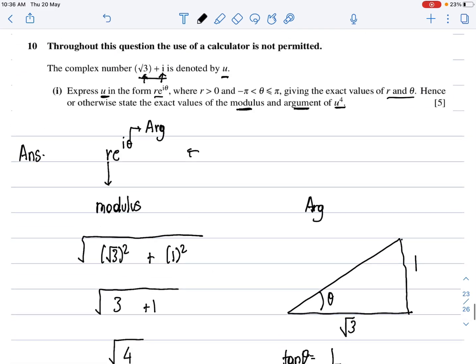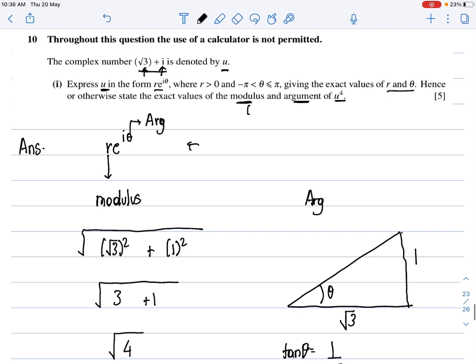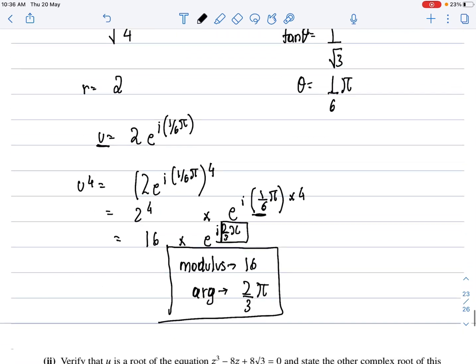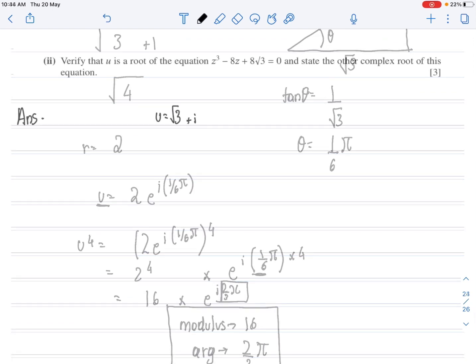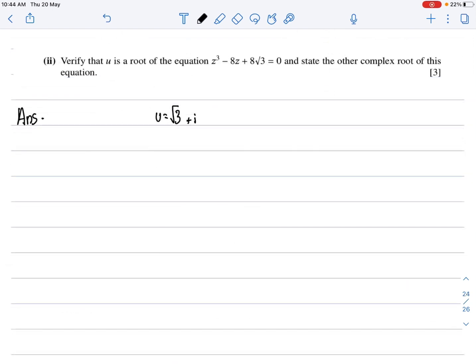They have asked us to write the modulus and argument values, so this is what I have stated. Yes, so this is the second part of the question.